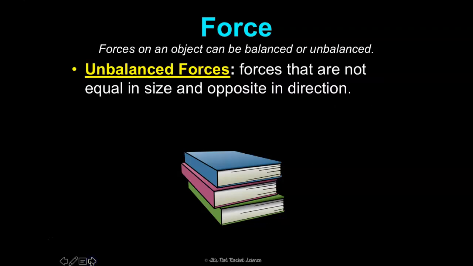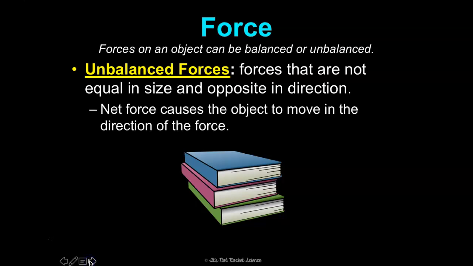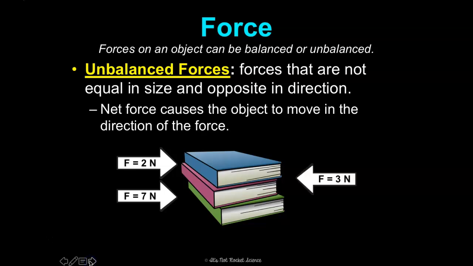An unbalanced force is when forces are not equal in size and are opposite in direction. Net force causes the object to move in the direction of the force. Here, 2 newtons and another 7 newtons push the books to the right, with only 3 newtons trying to push them to the left, so we have a net force of 6 newtons to the right. Which way would those books slide across the table? They'd slide to our right as we're looking at it.